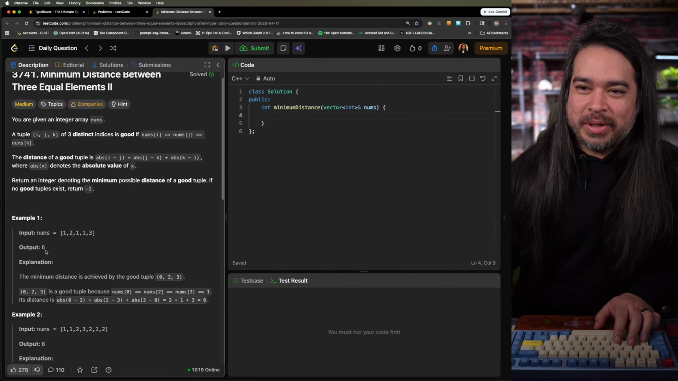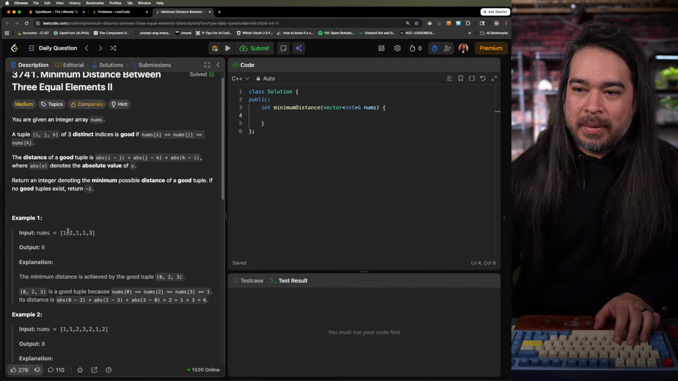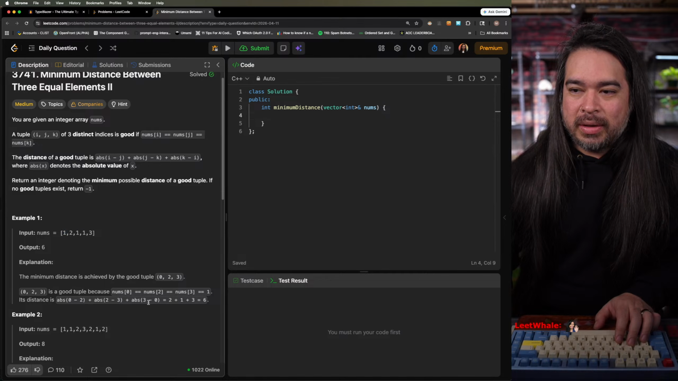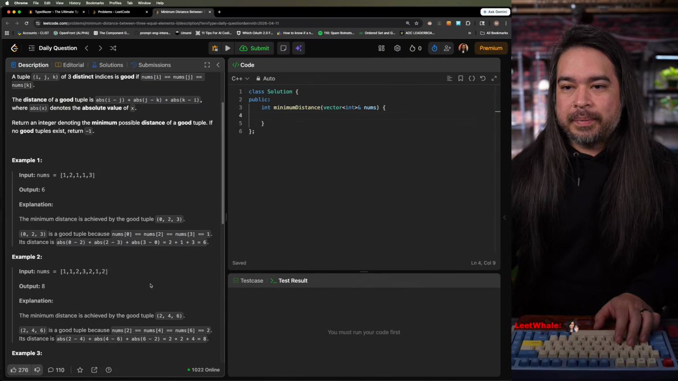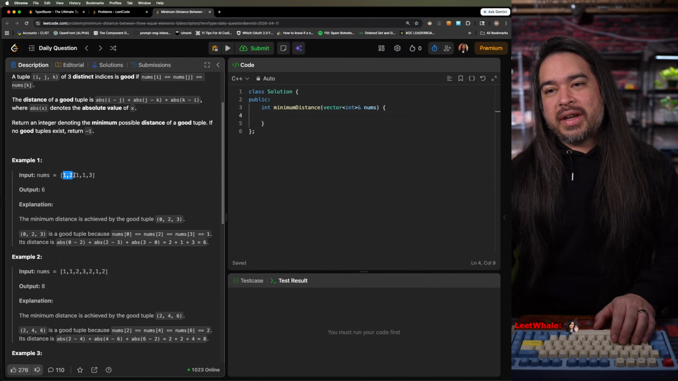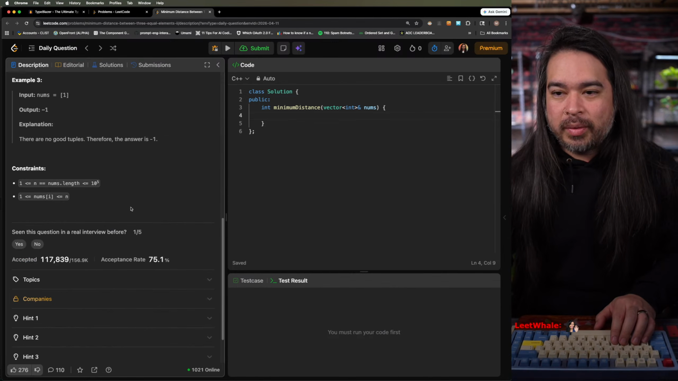So, wait, why is it 6? Minimum distance is achieved by 0 to 3. And then, oh, you're adding all the distances, I see, between all of them. So I gotta find, like, the previous one and the next one. Wait, let me look at the constraints.